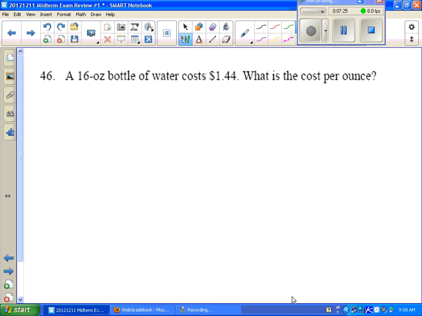A 16-ounce bottle of water costs $1.44. What is the cost per ounce? So cost per ounce. That's how you have to set it up. Cost per ounce. It says we know our cost is $1.44. So on top, we're going to write $1.44. Our ounces we know is 16 ounces.